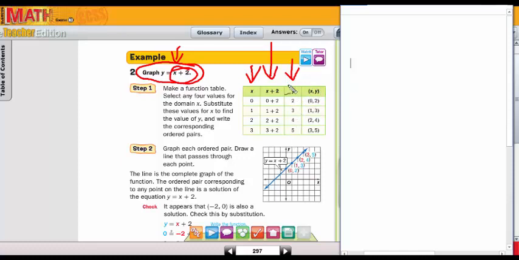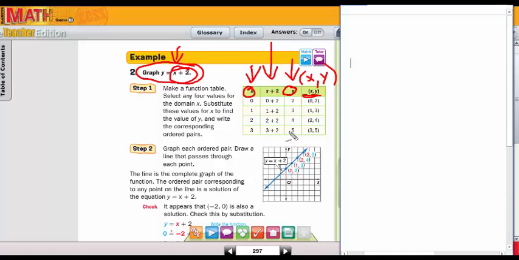And then, of course, we can turn this input and output of x and y into coordinates x and y, like you see right here. Coordinates to plot, and we can put each of these on a coordinate plane. We would go to (0, 2), which would be right here, and you can see the rest of them there.